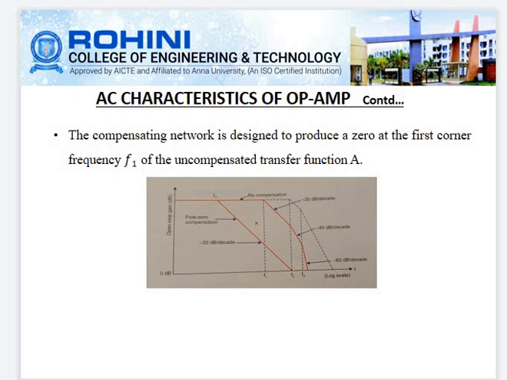The compensating network is designed to produce a zero at the first corner frequency F1 of the uncompensated transfer function A. So initially no compensation is obtained. After the pole zero compensation, the graph decreases drastically towards the frequency F2.